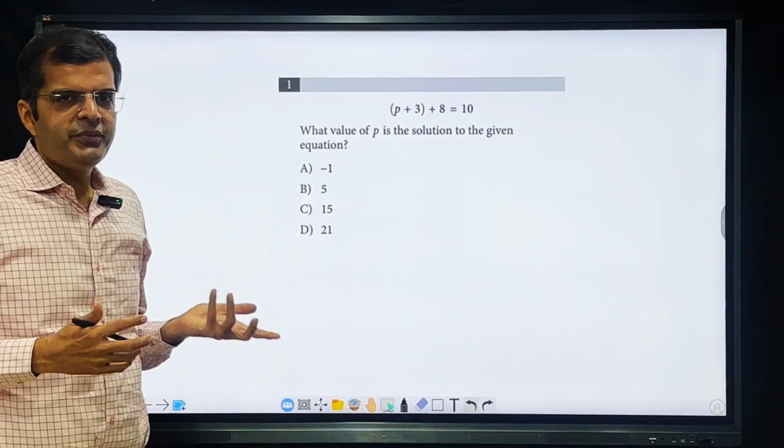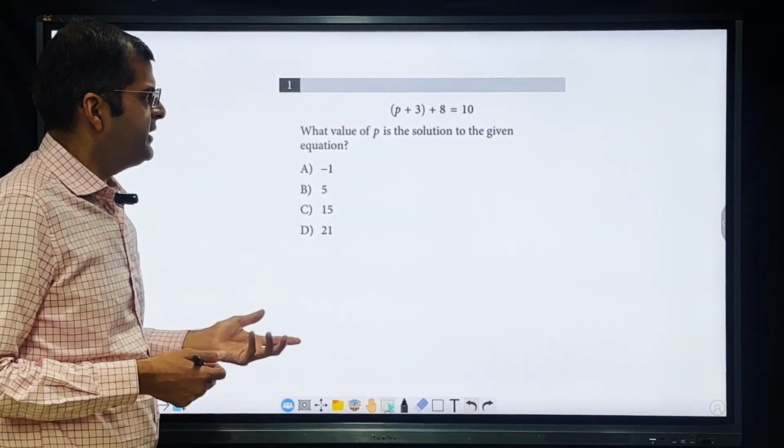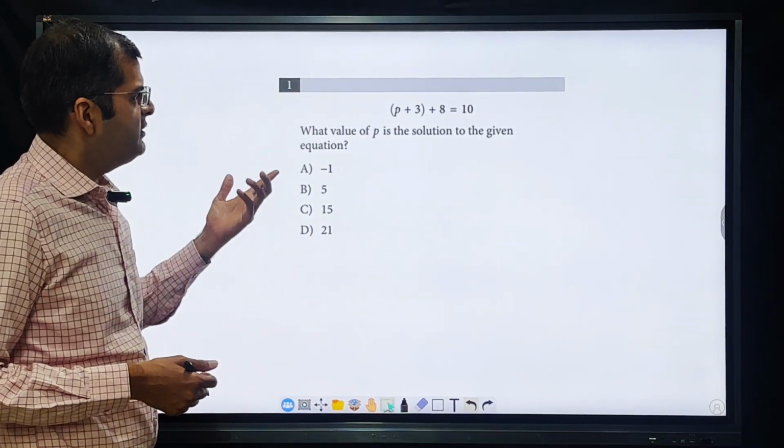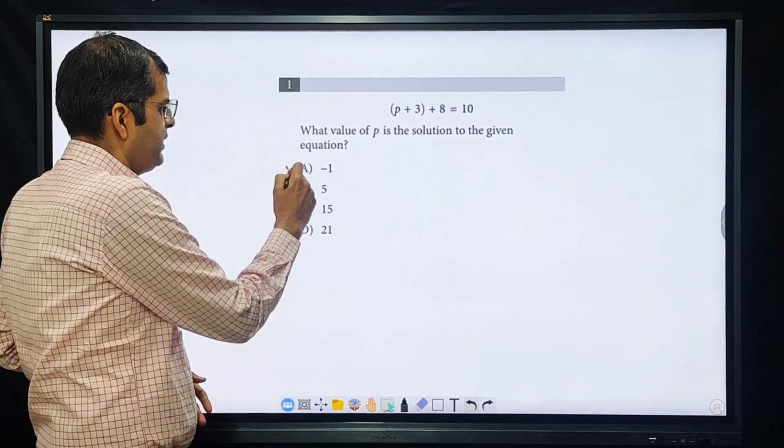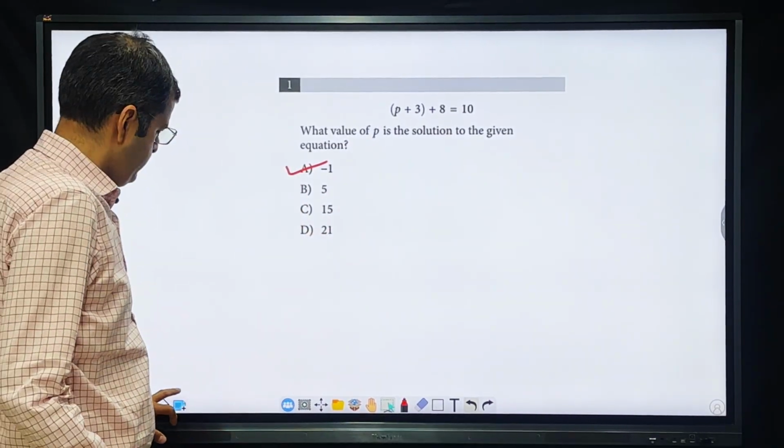So this is the first question, pretty straightforward one. It says p plus 3 plus 8 equal to 10. What is the value of p you have to find? So that is p plus 11 is 10, so p is minus 1. Answer option A is correct here.